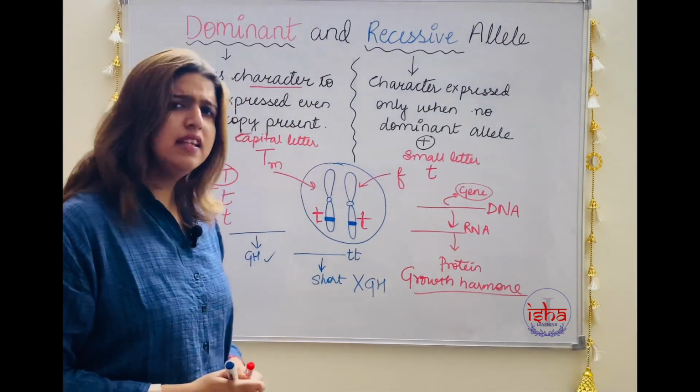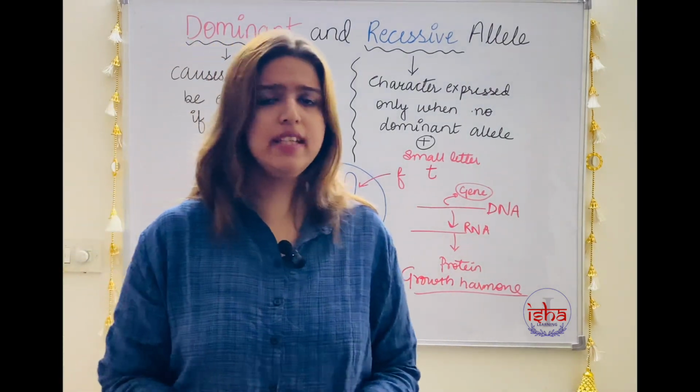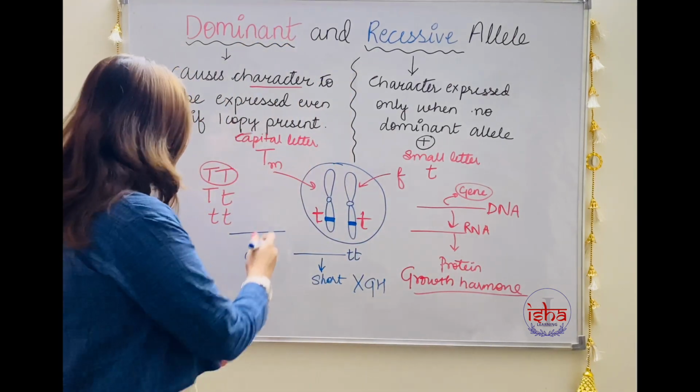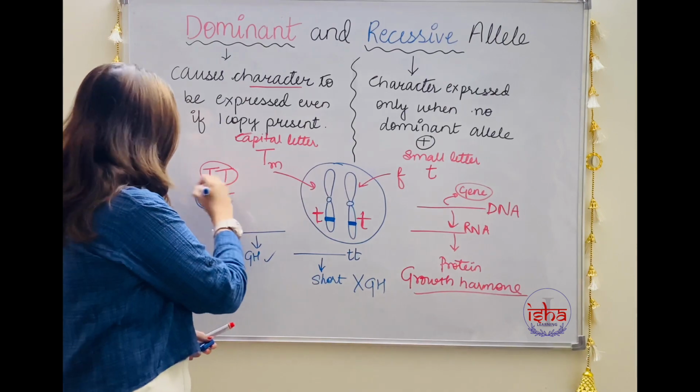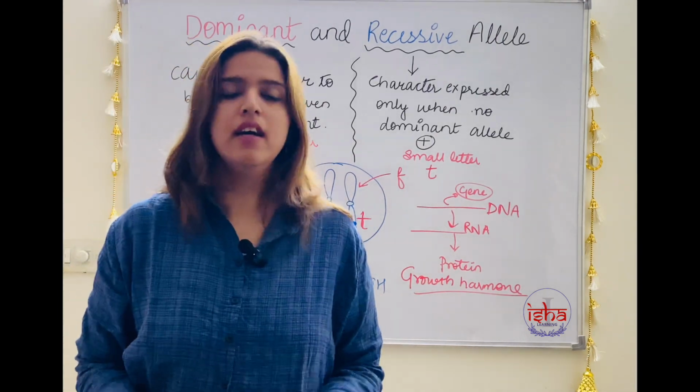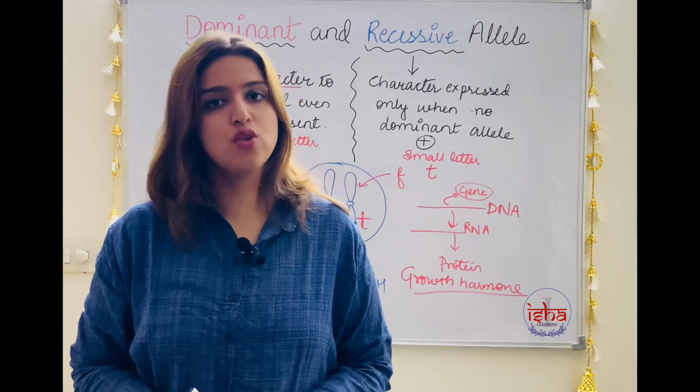Then why in the case of capital T, small t, are we still getting the tall phenotype? Because at least one copy is of the dominant type. So some amount of growth hormone is being made. Therefore the height is tall. I hope this video helped you better understand the concepts of dominant and recessive traits.